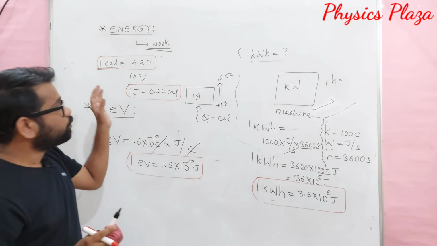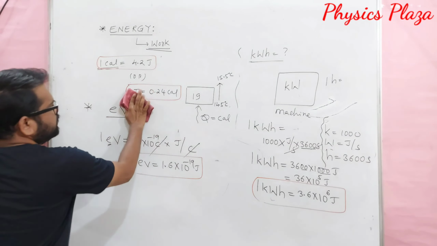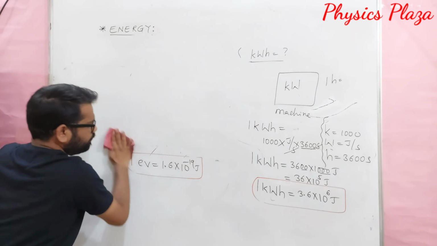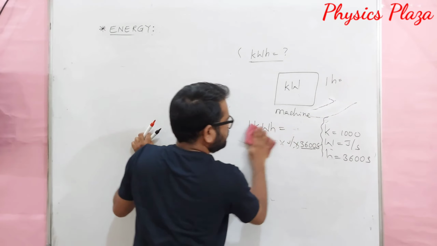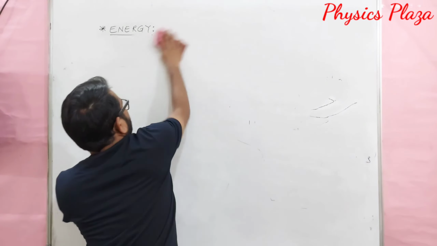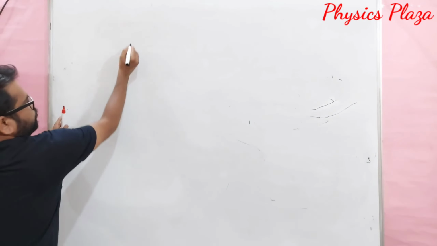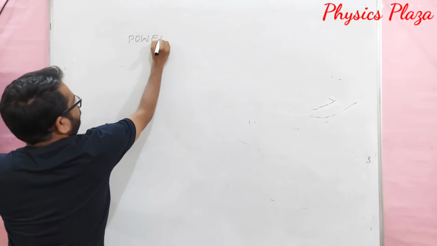So children, these are the units of energy. Now let us summarize the things we have learnt. Children, here we discussed power, we discussed energy and units. Let us see once. So here is power. Let us talk about power here.